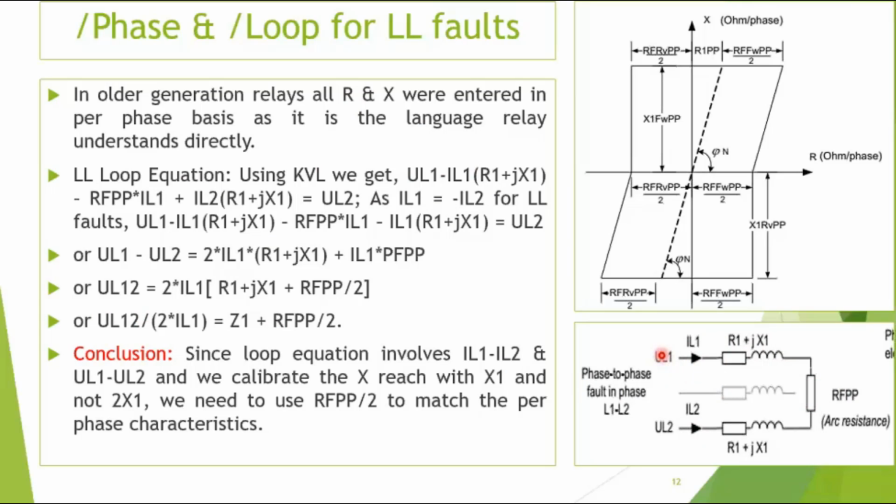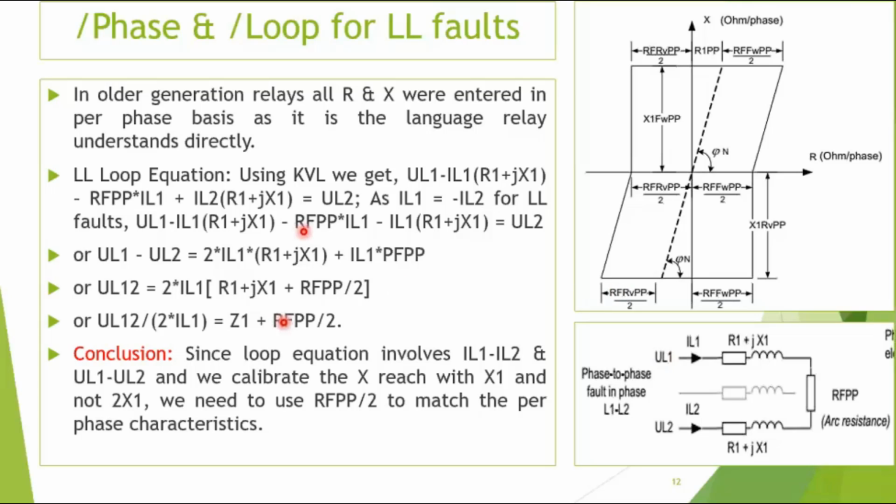So on a per phase basis, this RFPP, the resistance to fault on a phase-to-phase loop, gets divided by 2. And this is a diagram in the ABB RL670 relay. You enter the setting on a per loop basis, but the relay reach diagram will recalculate it by itself on a per phase basis, and it is shown that when this R becomes ohms per phase, it becomes divided by 2.